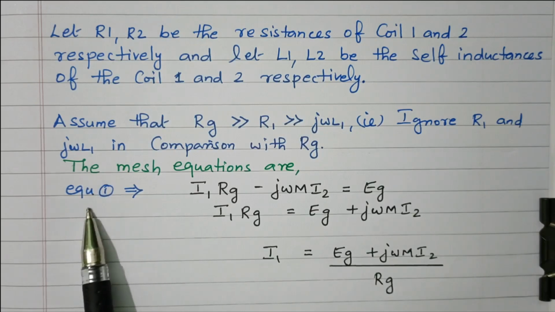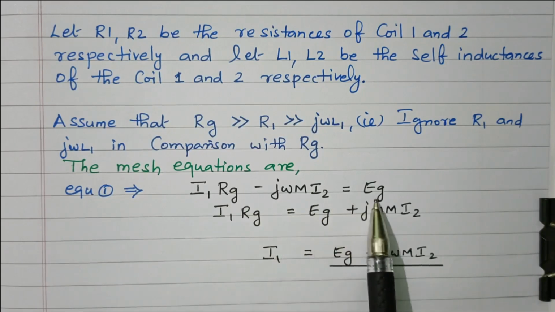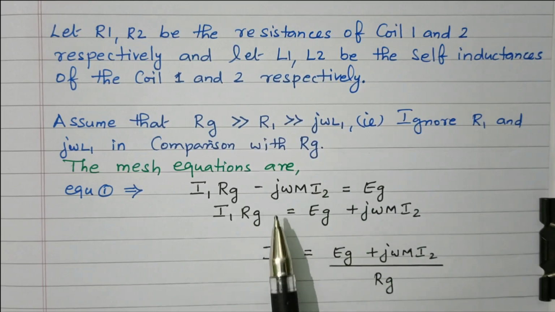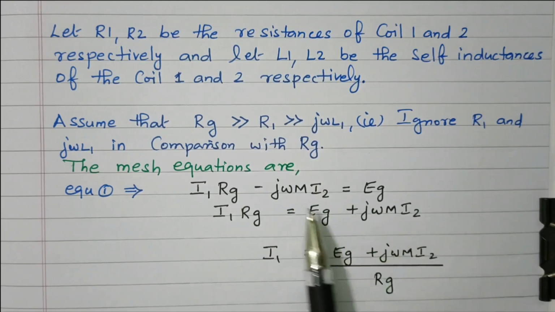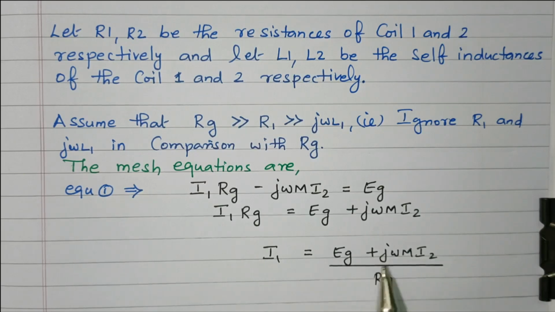Now consider equation 1: I1 Rg minus j omega M I2 equal to Eg, where R1 and L1 are not considered. Bring this term to that side, so the minus becomes plus. Now bring Rg to the denominator, so that we get the expression for I1: Eg plus j omega M I2 divided by Rg. So that is the expression for I1. Now we'll go for further simplification.